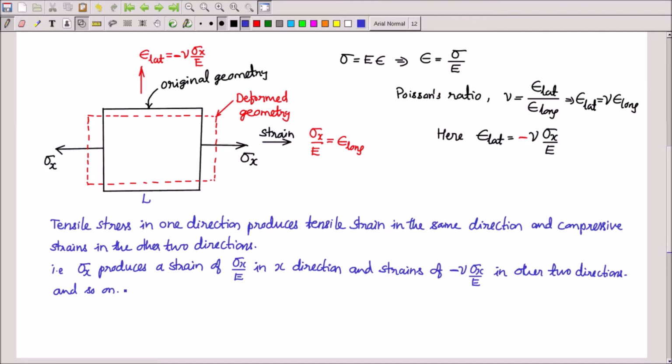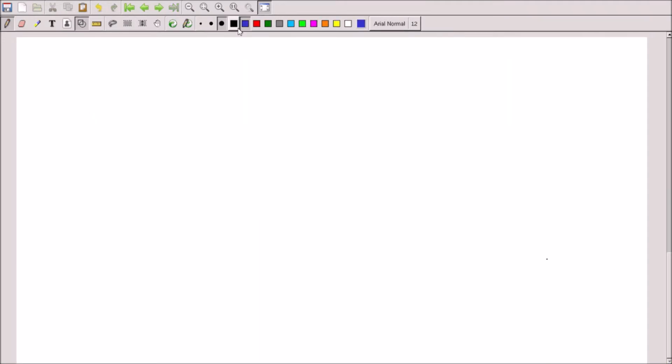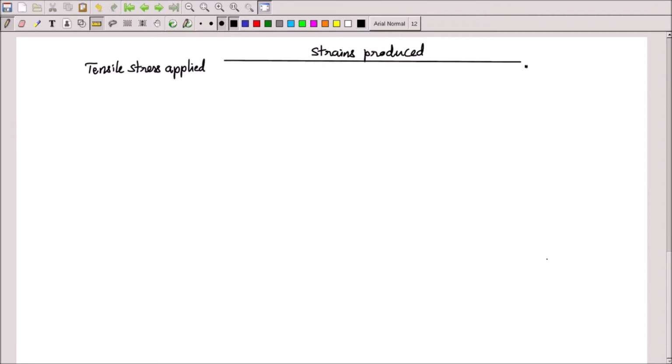We have to apply this to a case where all three stresses sigma x, sigma y, sigma z are present. We will try to tabulate the different values of strain along three directions. First column is tensile stress applied in three directions. Next three columns are for strains along three directions.